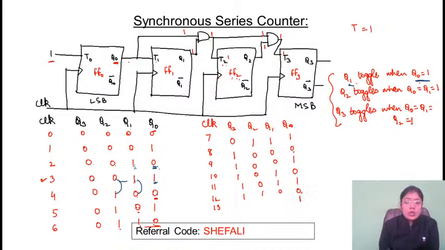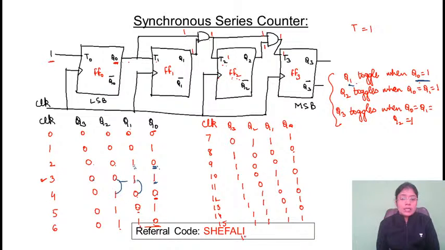For 13, this value will toggle 0 to 1. The previous value is 0, so it won't toggle. It won't toggle. For 14, toggle. Value is 1, so it will toggle. These will not toggle. For 15, this will toggle. Value was 0, so it won't toggle. So maximum states 0 to 15 have come.